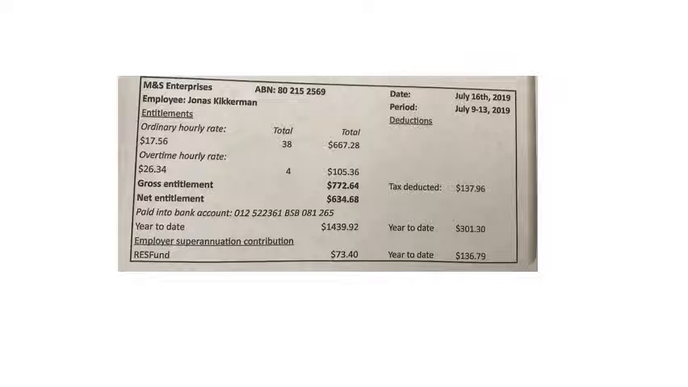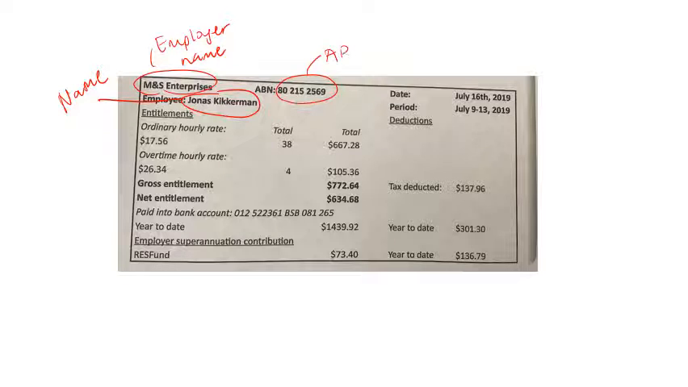All right, let's look at this sample payslip to see if we can find those things I mentioned. So we've got here the name, so whoever's payslip it is. Then we've got the employer's name here, employer name, M&S Enterprises. Then we've got their ABN here, the date of the pay period. So they've worked these hours for this pay period, or these dates, the 9th to the 13th of July, and they're actually getting paid on the 16th of July, so date of pay.